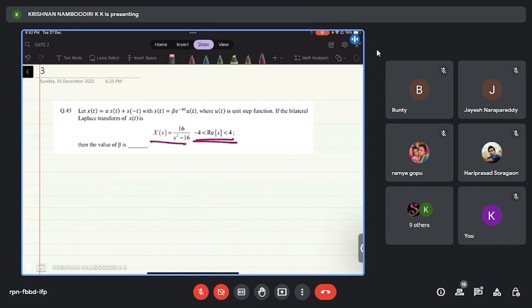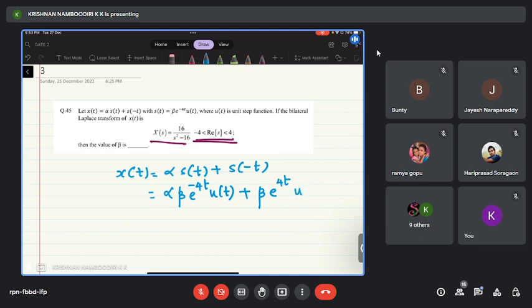So this is a fairly straightforward question, but we have to be careful. Again, this ROC has some role in this question. x of t equals alpha into s of t plus s of minus t, correct? So let us substitute s of t equal to beta e power minus 4t u of t, plus s of minus t, which is beta e power, wherever I have t, substitute minus t. So minus 4 into minus t will be 4t, u of minus t.